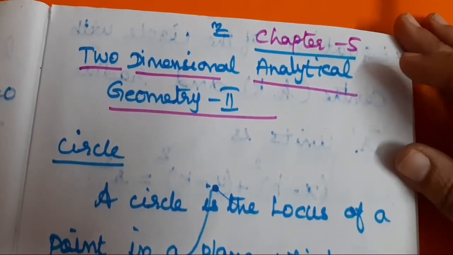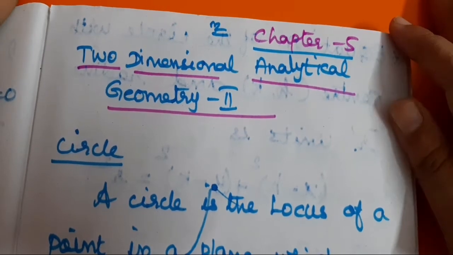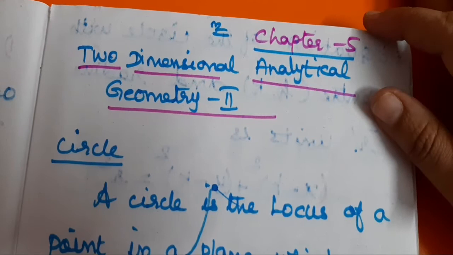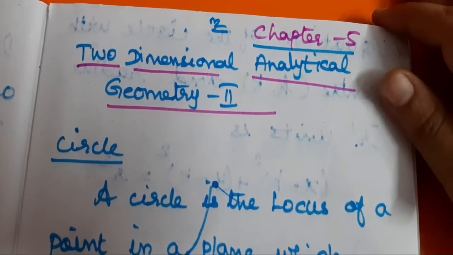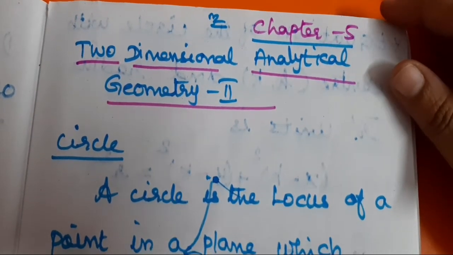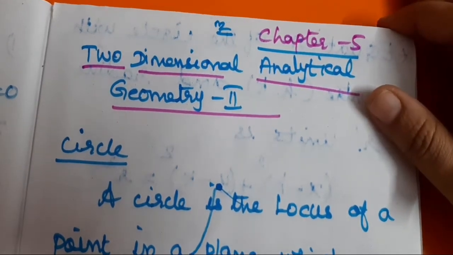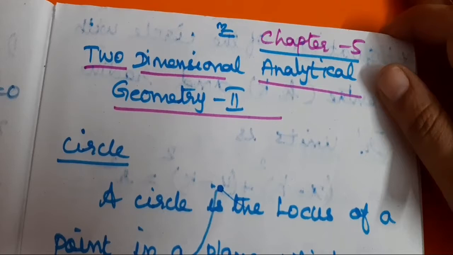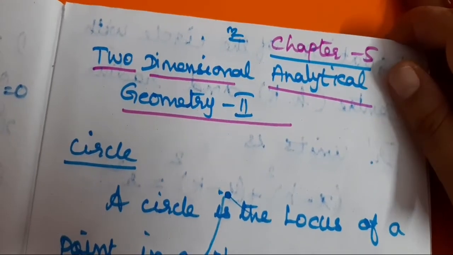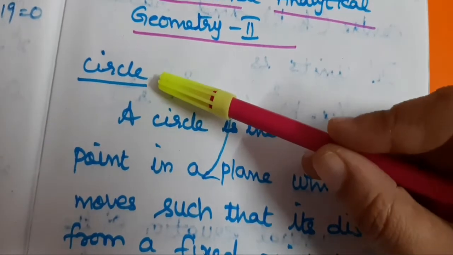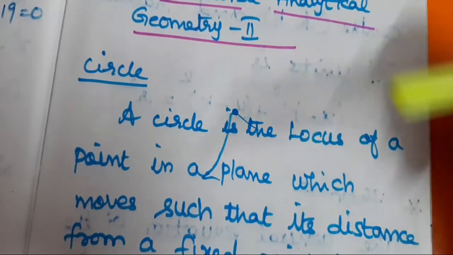Today we are going to learn chapter 5, two-dimensional analytical geometry 2. In 11th standard you studied two-dimensional analytical geometry 1. So we are continuing our analytical geometry this year also. First we are going to learn about the circle.